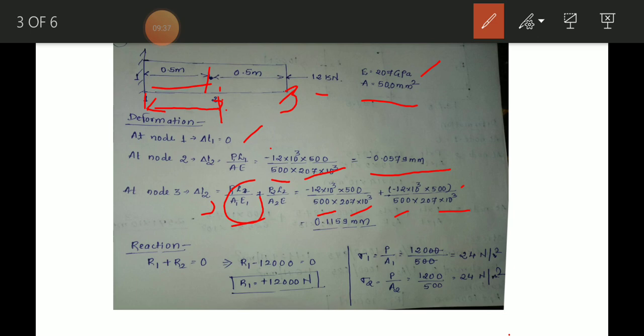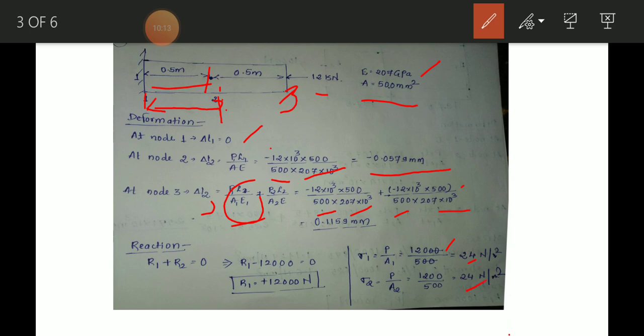Now the next quantity to find out is sigma, that is nothing but the stress at point 1 and stress at point 2. Sigma 1 is P1 by A1. P1 is 12,000, of course, because 12 kilonewton is the load applied, divided by A1, the area of the first cross section. It is constant anyway, that is 500. So for both you will get 24 Newton per mm square.